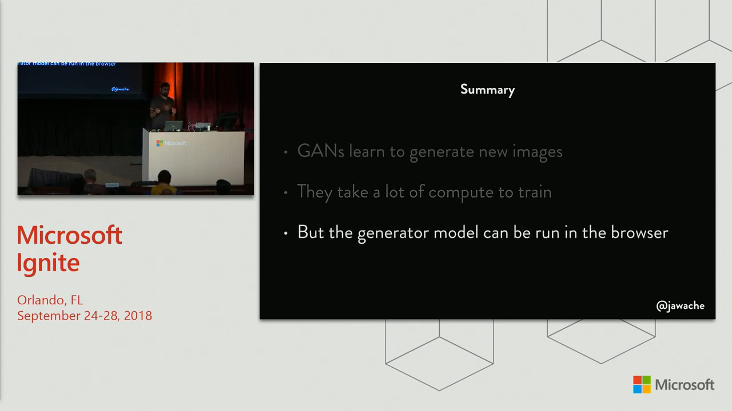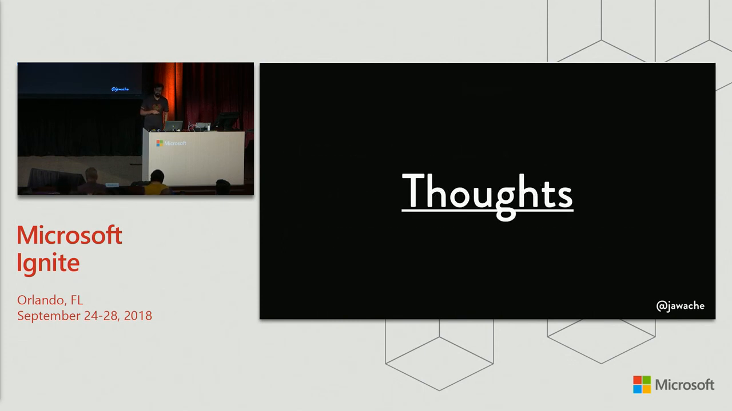But the generator model, if you optimize it enough, as with the cat one, can actually be exported so it can run in the browser. So we can see some interesting use cases there for us. Just a few thoughts for me in general before I finish off.